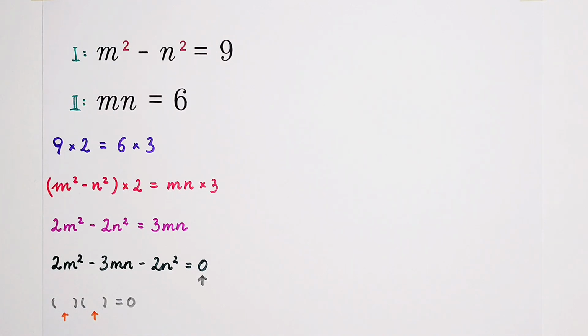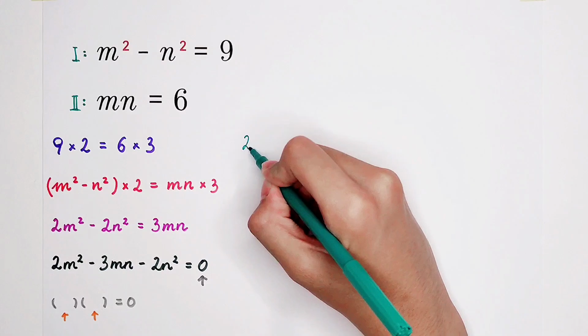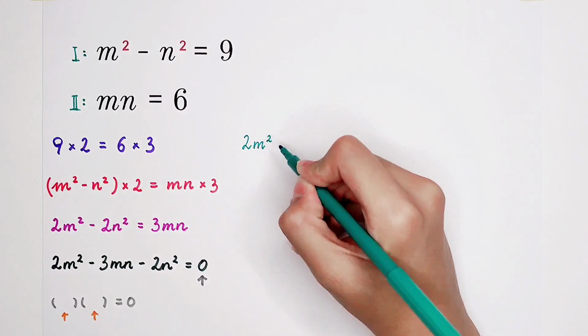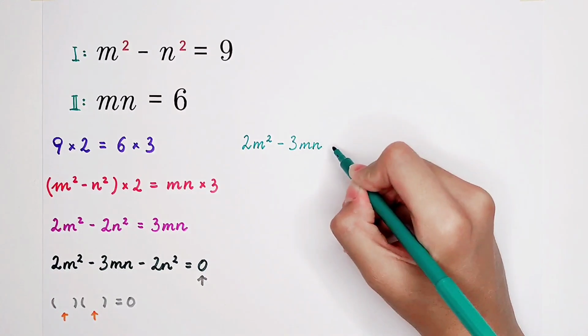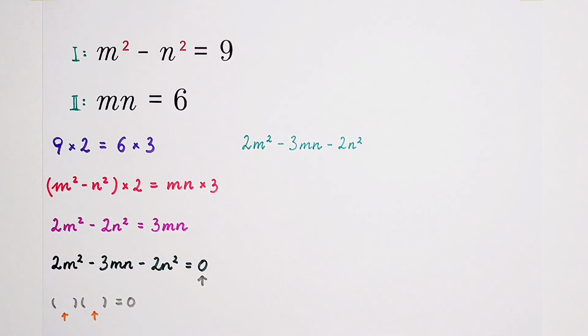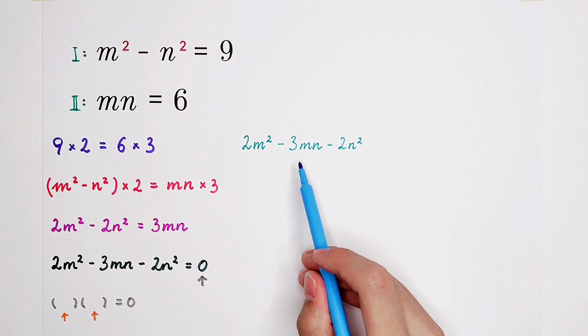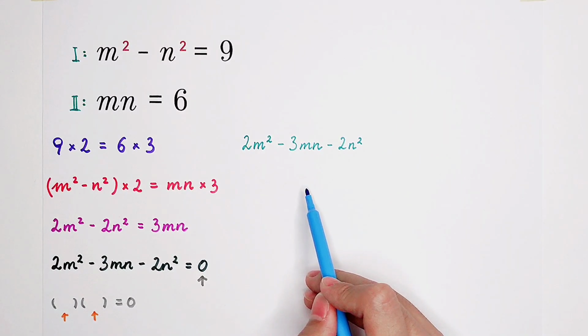Factorization, of course. Now we have a new problem. Can the left-hand side be factorized or not? If not, we have a trouble. Now, negative 3 times mn. So therefore, I think it is easy.